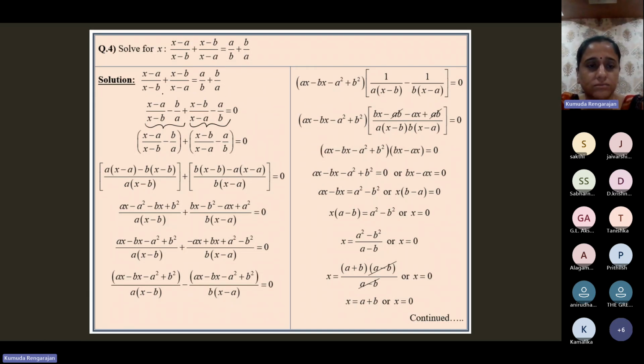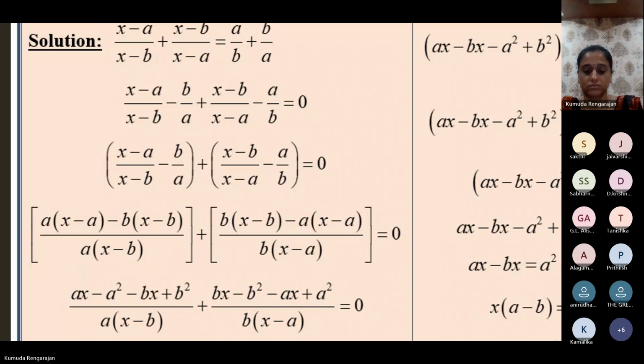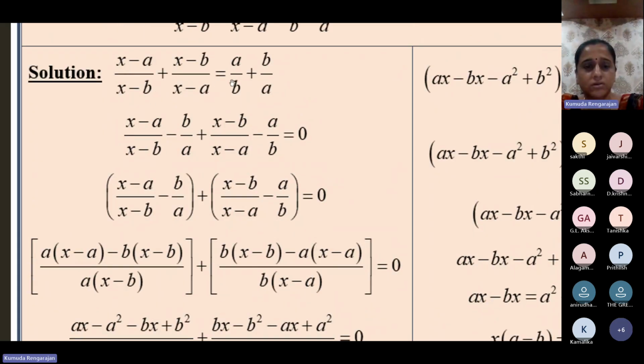So you can see here, I cannot annotate. Now I've zoomed in, no? So I cannot write anything on the screen. You can just follow my pointer. So you can see here x minus a by x minus b, and there's already a by b, no? So when you transpose, bring this b by a here, minus b by a with this one. Then write this term. There's b by a here. So for this one, use minus a by b is equal to 0.